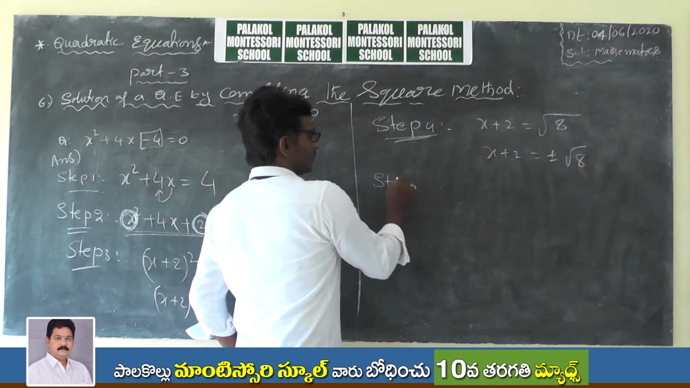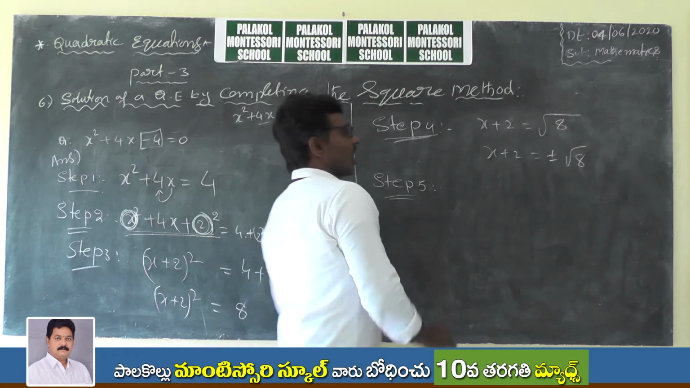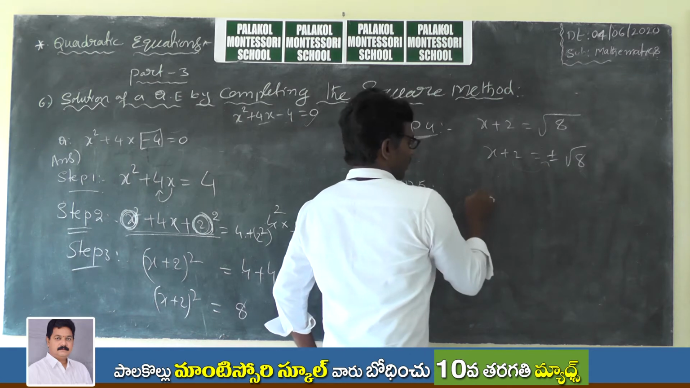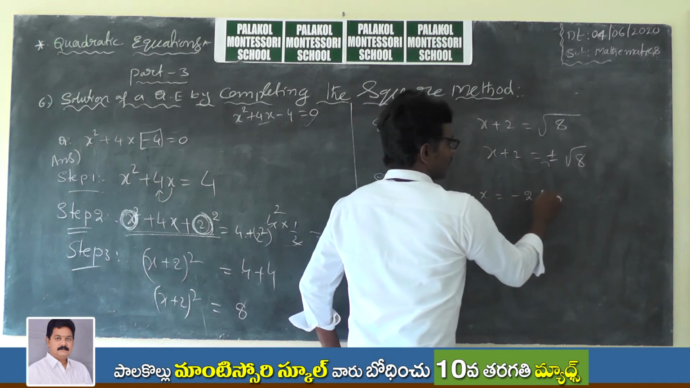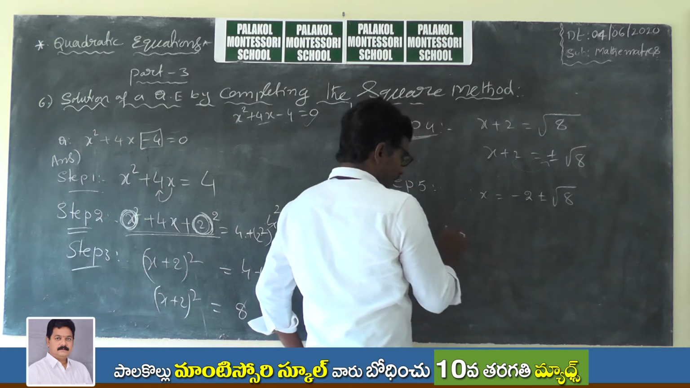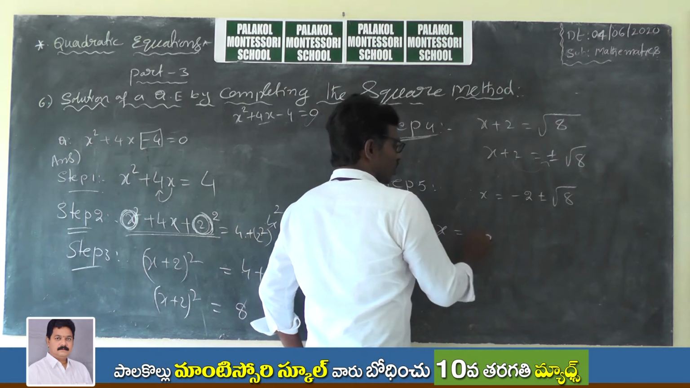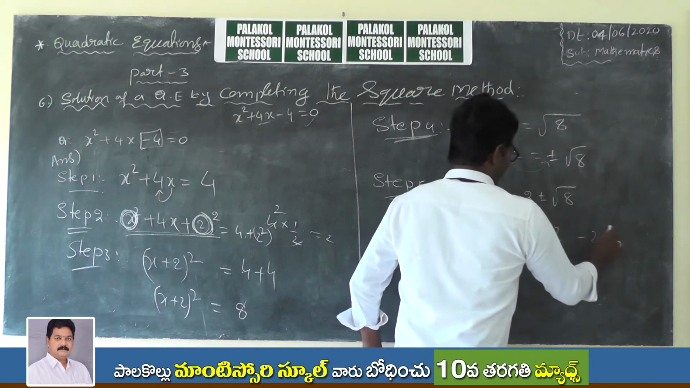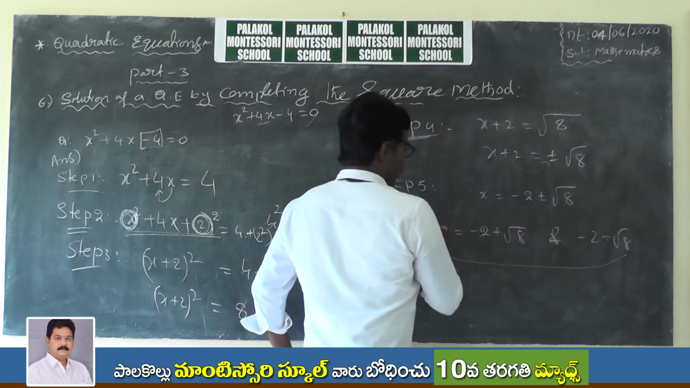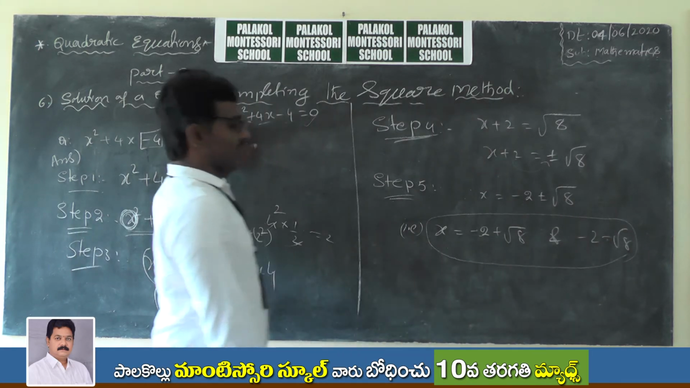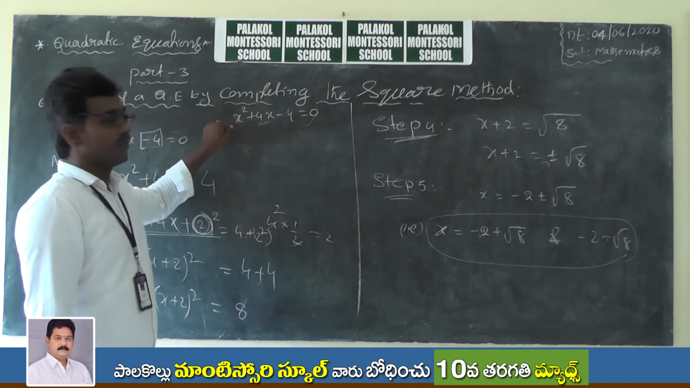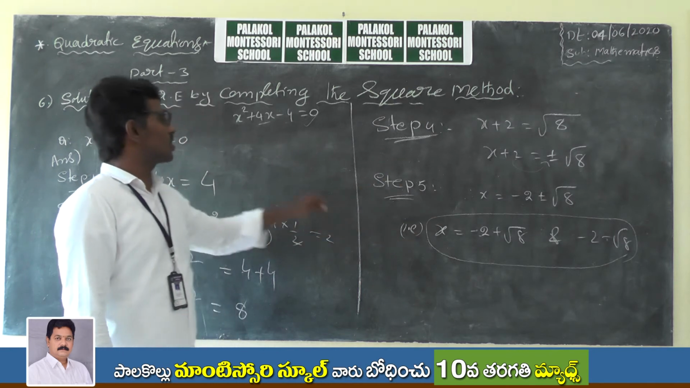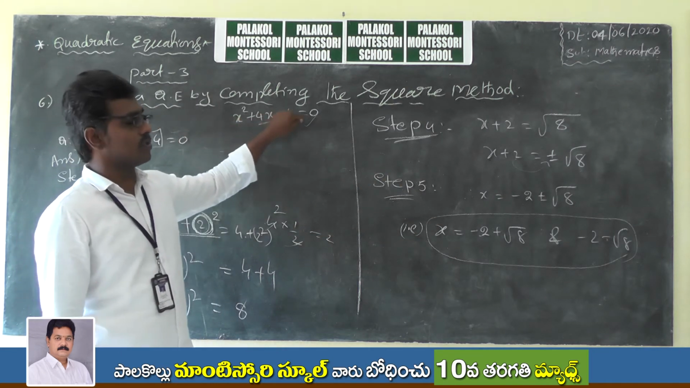Now step 5, solve this equation. Move the 2 to that side. Therefore, x is equal to minus 2 plus or minus root 8. That means x is equal to minus 2 plus root 8 and minus 2 minus root 8. Two roots are there for the given quadratic equation. These two are the roots, the solutions, of x square plus 4x minus 4 is equal to 0.